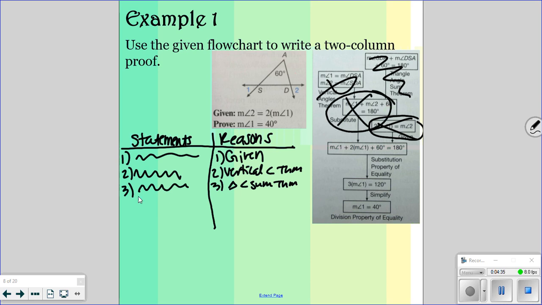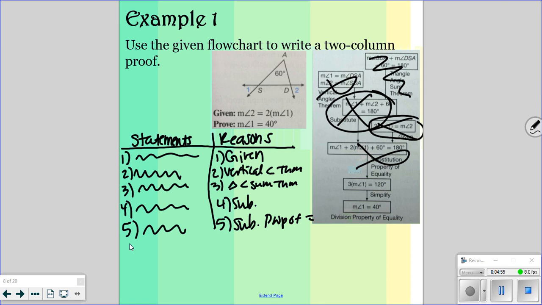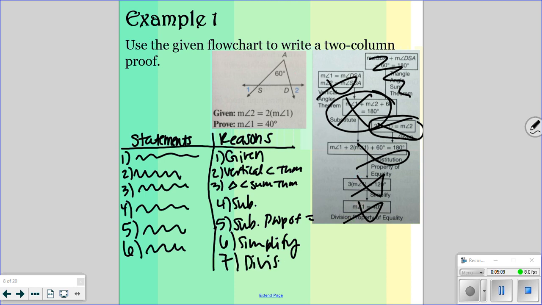So we're going to substitute. And then after that, we're going to go to this box, which is a substitution property of equality. And then from there, you would go to your simplify, because that's what leads to next. And then the last one would be your division property. And you would have your information that's inside of the box over there.